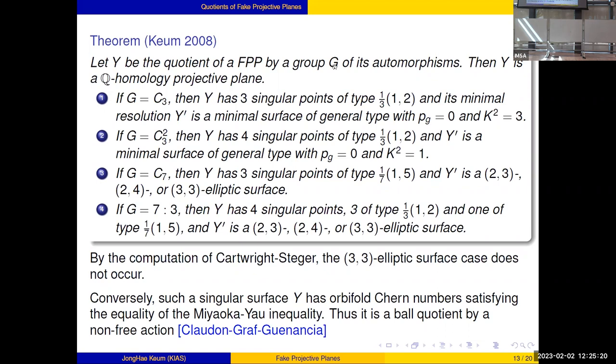And conversely, suppose you have a singular surface described by all of these four cases, then such a surface has equal Chern numbers. That is fine. It is the equality case of the Bogomolov-Miyaoka-Yau inequality. So it is a fake quotient by, of course, a non-free action. This was a special case, the colloquium from yesterday. And I can show even further that in this case, actually, the ball quotient came through a fake projective plane. So whenever you have such a surface, then you can always construct a fake projective plane.